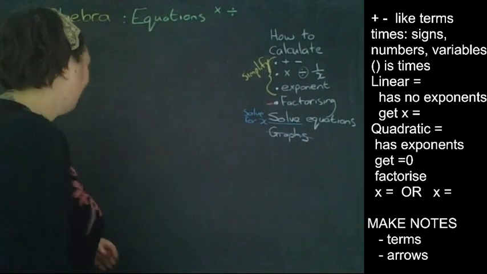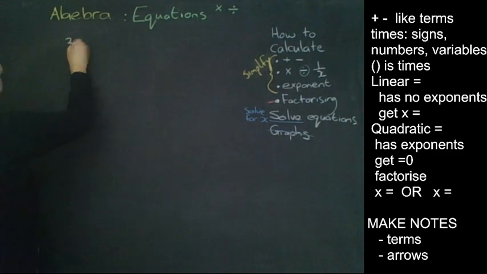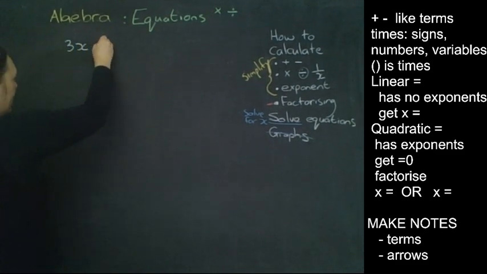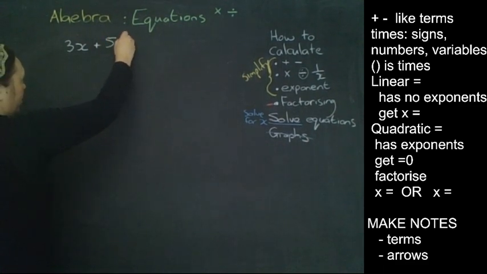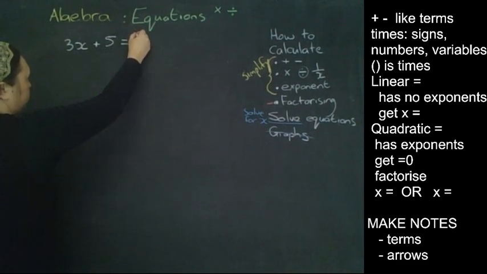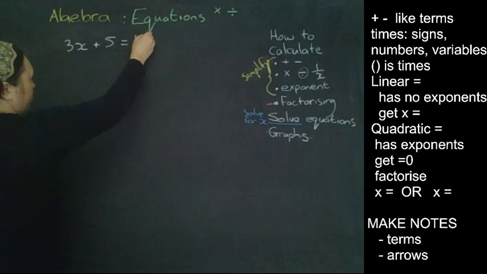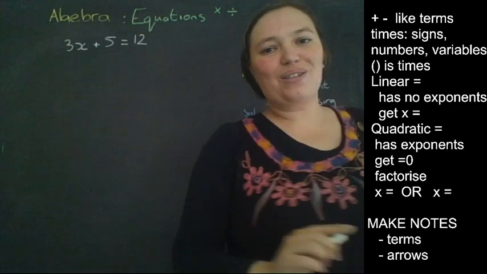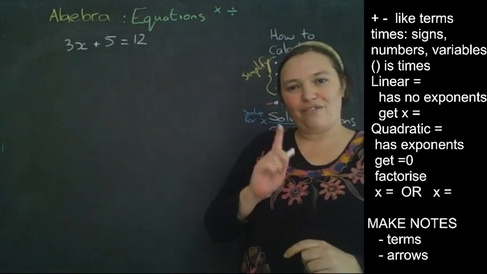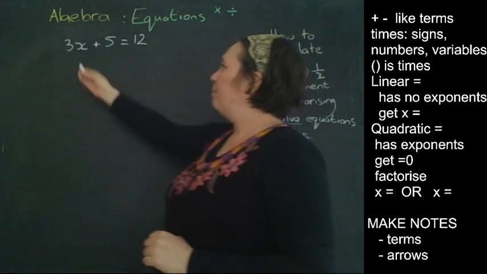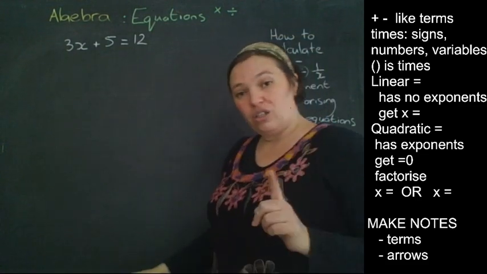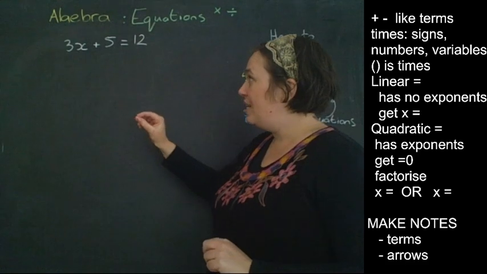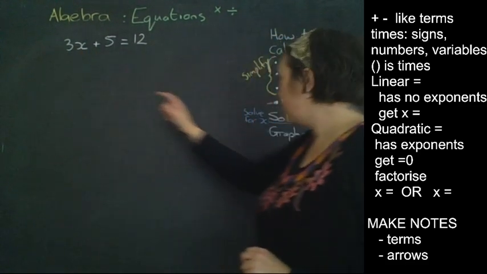Right, so let's say 3x plus 5 equals 12. Okay, I've chosen something on purpose where your answer is going to be a fraction because I don't want you to be scared of fractions. You've got to get used to them. Okay, so we're busy with equations, which means our question is solve for x.